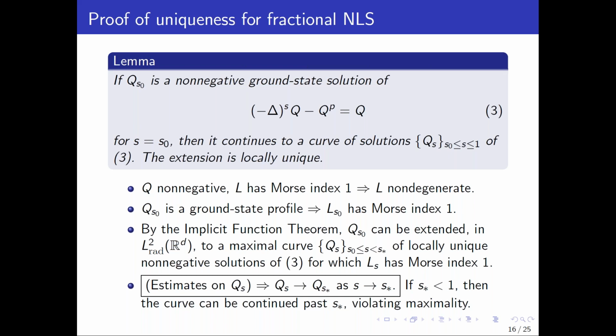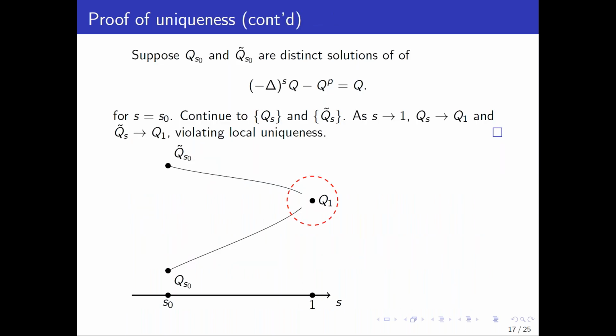But now that you've got that out of the way, now that you've got this lemma proved, then the proof of uniqueness is very simple and conceptual. You just argue by contradiction. So you want to prove you have uniqueness of ground states. So you assume that you don't. You assume that you have two distinct solutions, Q and Q tilde, for a specific value of S. And you continue both of them to S equals 1, which we've just seen that you can do. And you do this with local uniqueness. Local uniqueness comes from the implicit function theorem. So in any neighborhood of any of these solutions, there's only going to be one solution.